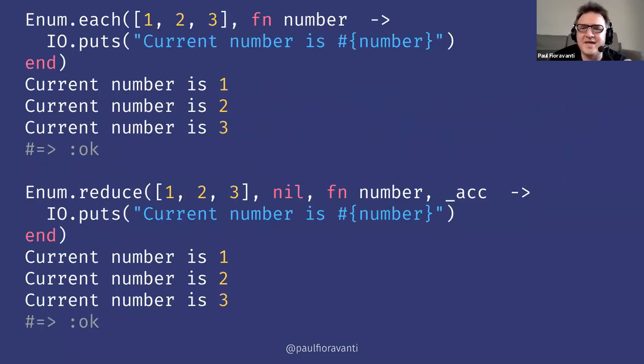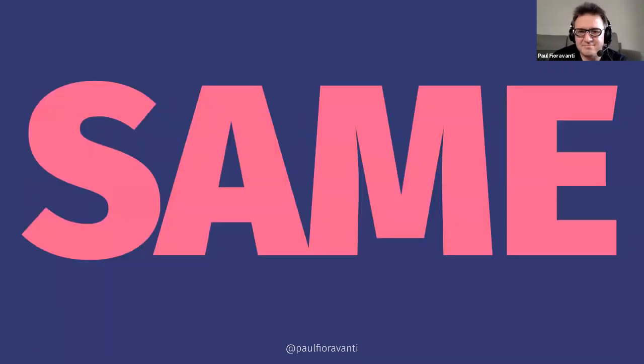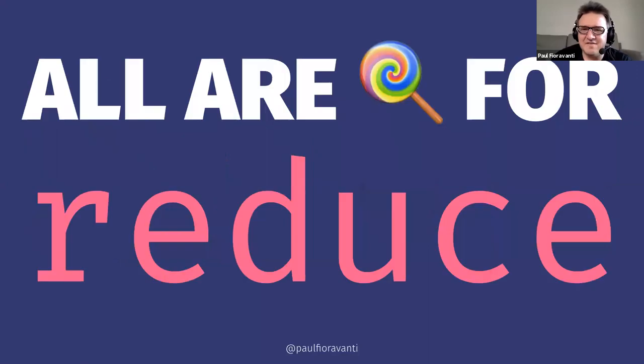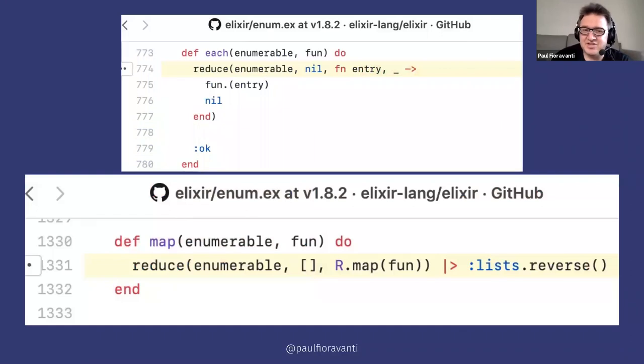But once again, here we have two functions that are the same, emphasizing once again that every function in the Enum module is syntactic sugar for some kind of reduce function. If you don't believe me, go and check out the implementations for each and map and any of the other functions in the Elixir Enum module itself. And you will see that they all use the reduce function under the hood.